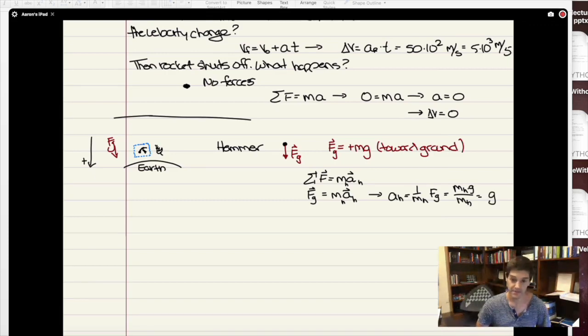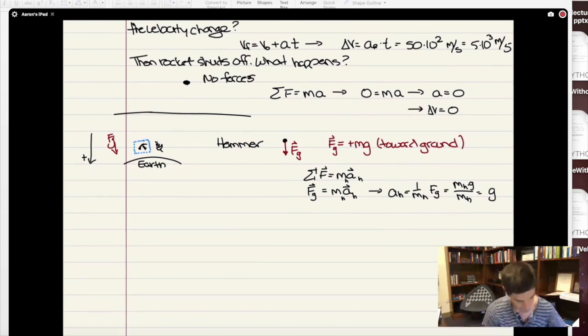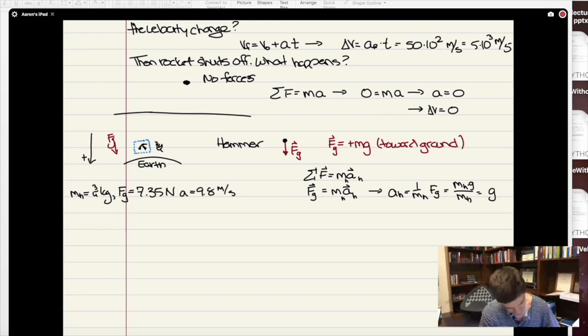The hammer accelerates at 9.8 meters per second squared towards the Earth. Notice how this acceleration does not depend on the mass. I don't need to know the value of the mass for the hammer at all. Just to give some context, the mass of the hammer is about 3/4 of a kilogram. The force due to gravity is therefore about 7.35 newtons. The acceleration is 9.8 meters per second squared for the hammer.